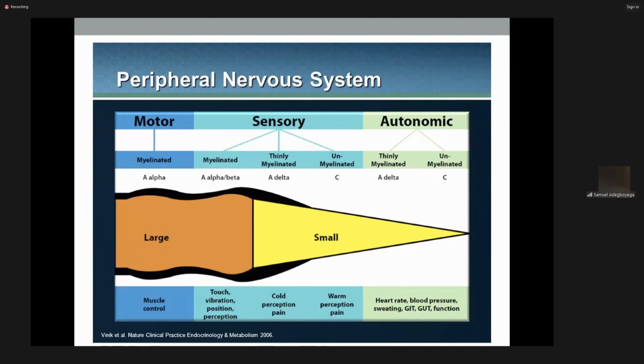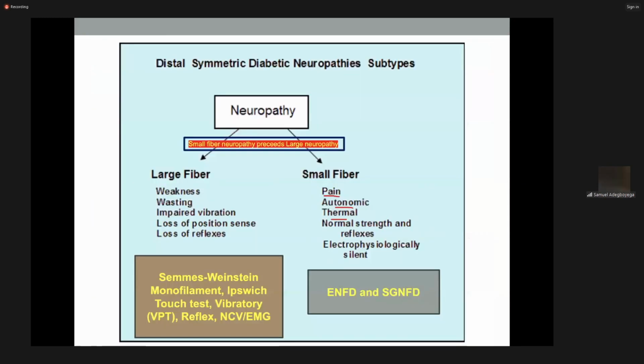All right, true or false? Can I see A delta in both sensory and autonomic neuropathy? Yes. See what you just did right there. There you go. Can I see A alpha in sensory and motor neuropathy? Yes, that's right. Can I see A alpha in autonomic neuropathy? No. Can I see small fiber neuropathy in lack of muscle control? No. But technically, it doesn't just start with small, then progress to large. Right, but again, it's large. So no. All right.